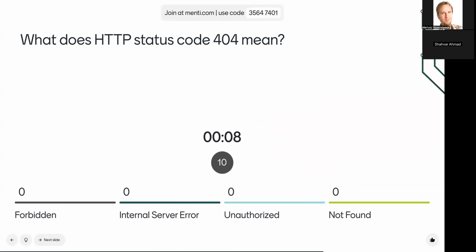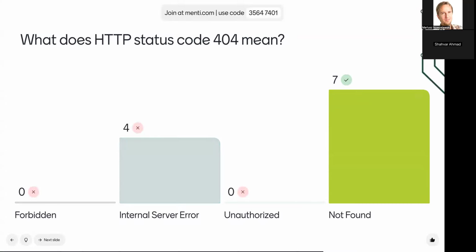Do you know the ranges? 200, usually stuff is okay. 300, something on the server, like a redirect or some sort of communication thing. 400, you did something wrong because you're asking for a resource that does not exist, so it's usually on the client side. And 500, usually something on the server side, right? So 500, internal server error.